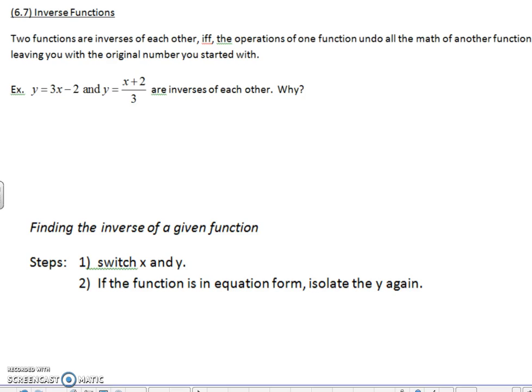Talk to you about inverse functions. Well, yeah, I guess that's the title of the section. I really don't like that title, though. I think inverse of functions would be a better title.